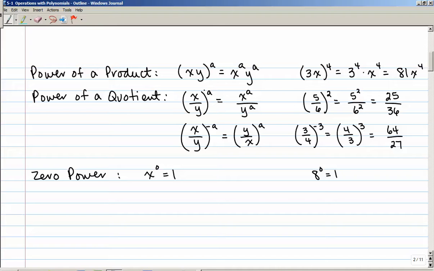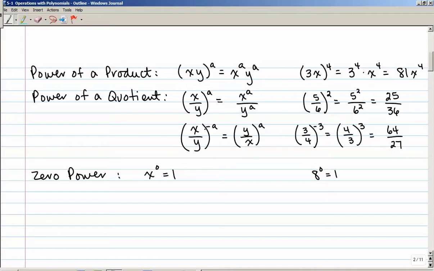Power of a quotient. So if I have x divided by y raised to the power of a, that's the same as x to the a divided by y to the a. So for example, 5/6 squared is 5 squared over 6 squared, or 25 over 36.